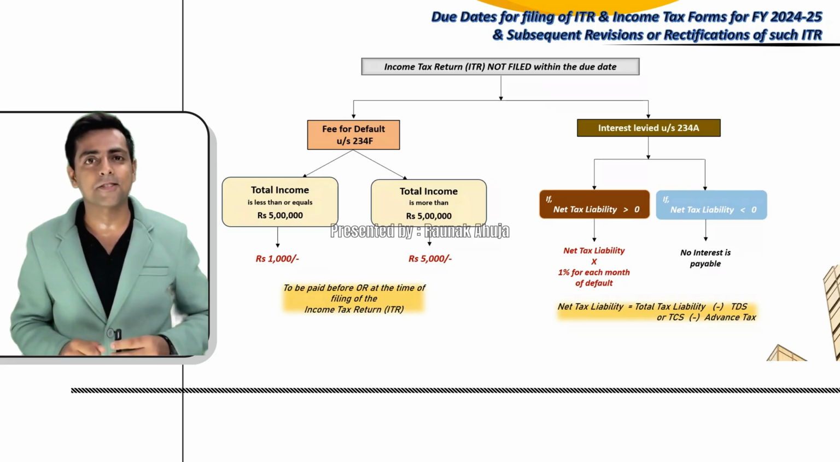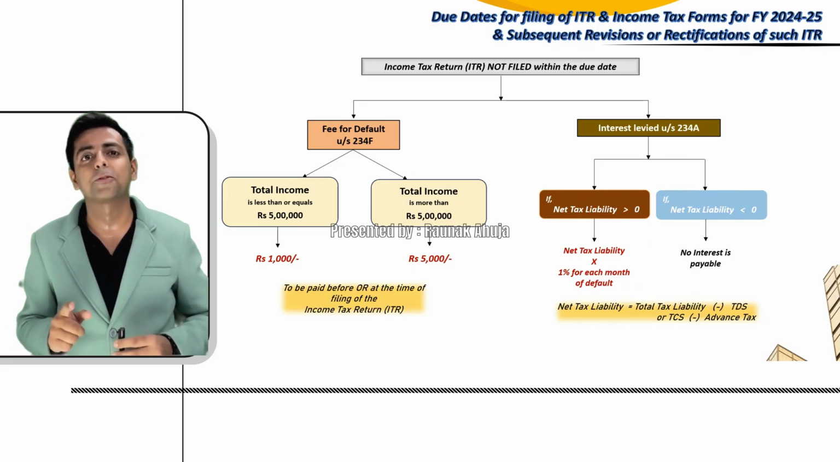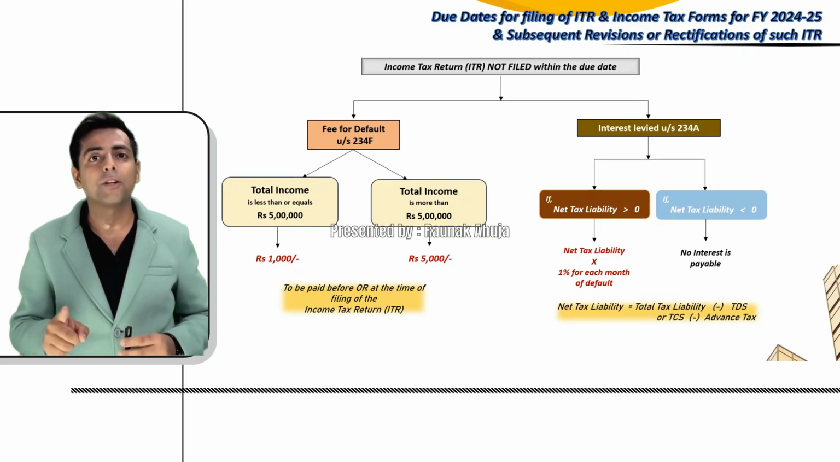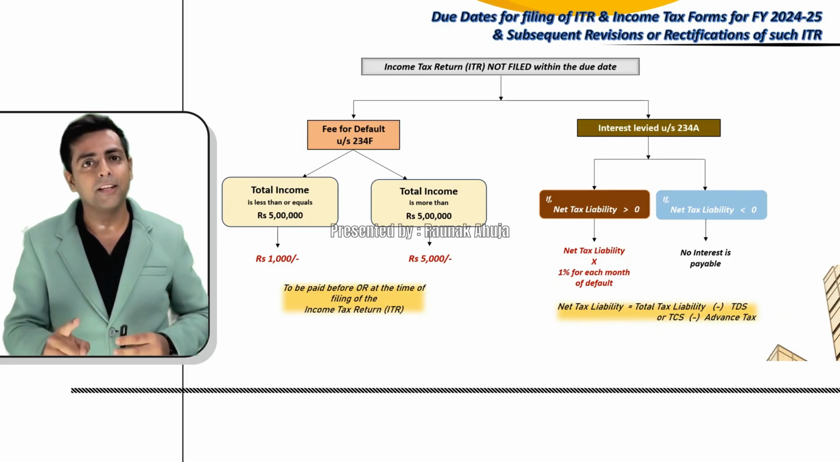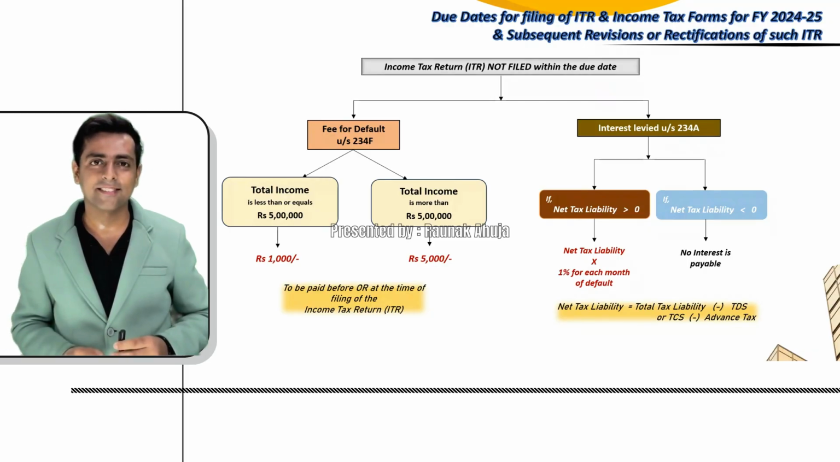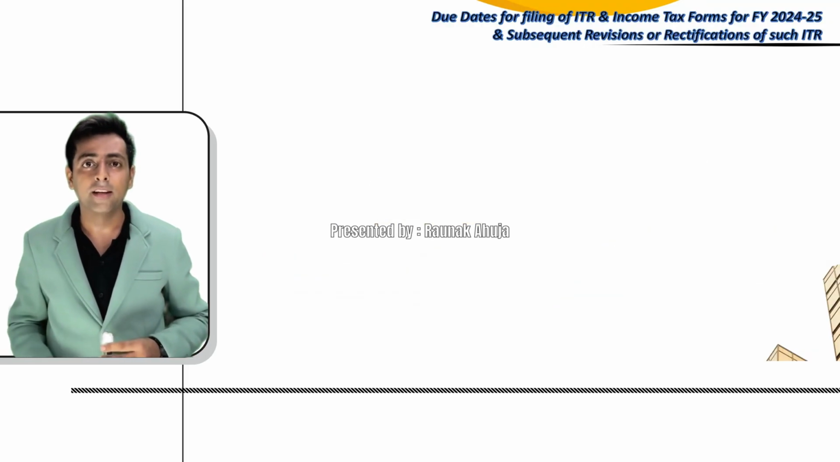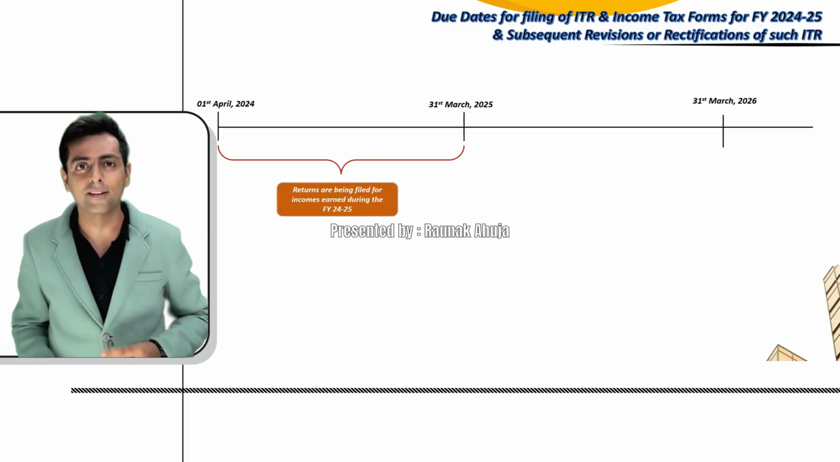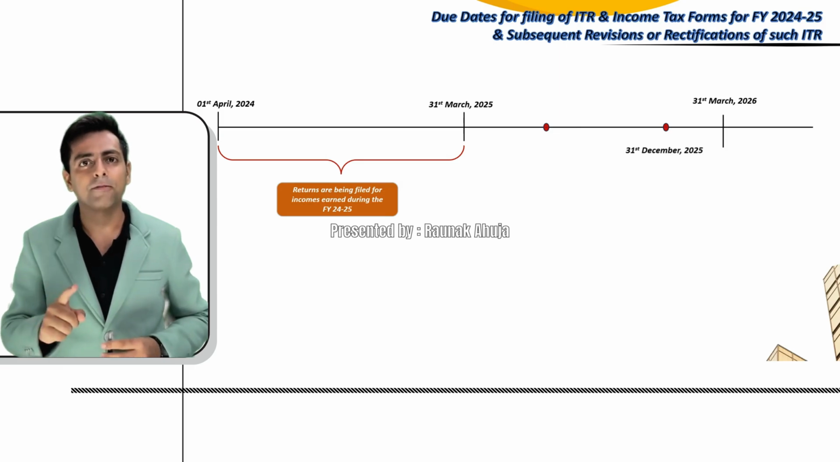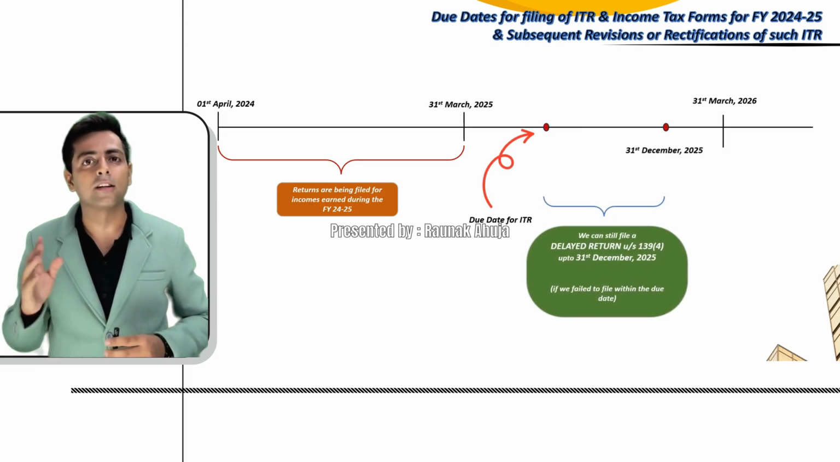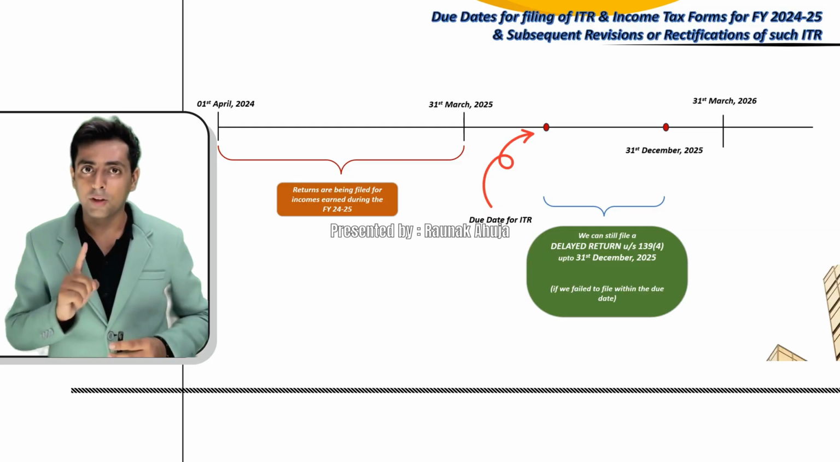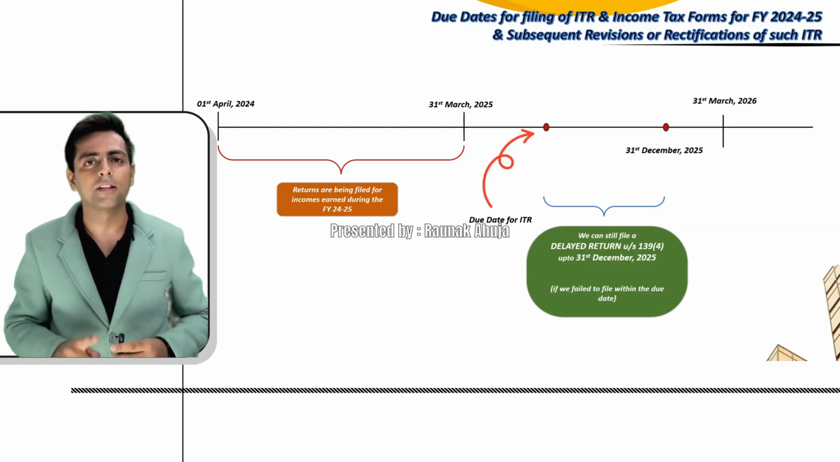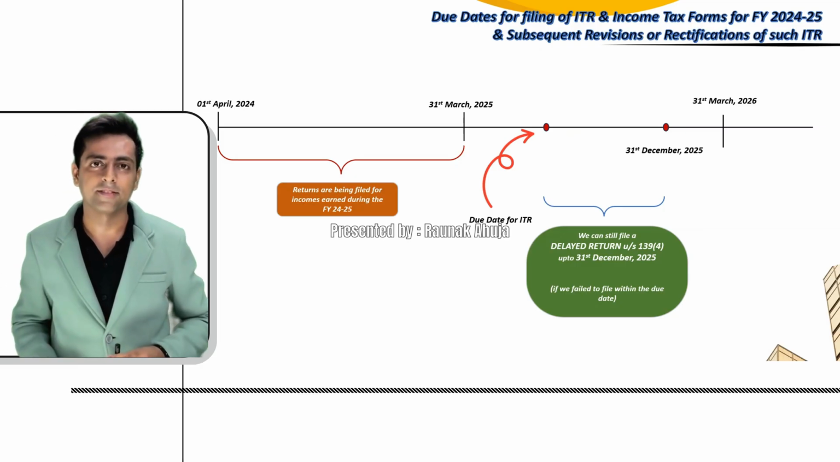Please note that fee under Section 234F as well as interest under Section 234A will have to be paid before the ITR is filed. So there is no escape from payment of this additional fee or interest. So it's better to file returns on time, well within the due date. However, a more important question would be, can we defer the filing of ITR for as long as we want? The answer is no. You can file a delayed return only up to the 31st of December 2025. No return for the financial year 24-25 would be filed after the 31st of December 2025.